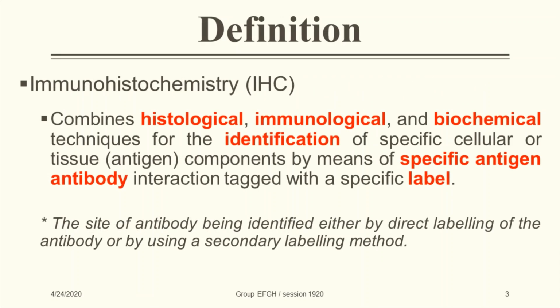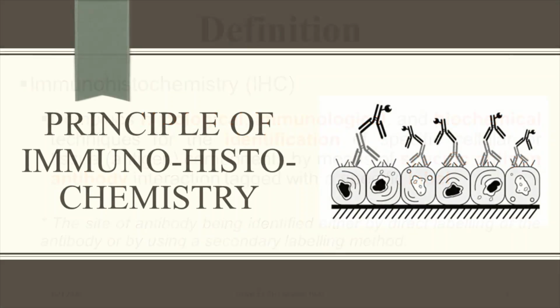immunohistochemistry. For the definition of immunohistochemistry, IHC combines histological, immunological, and biochemical techniques for the identification of specific cellular or tissue antigen components by means of a specific antigen-antibody reaction tagged with a specific label. The site of the antibody is identified either by direct labeling of the antibody or by using a secondary label.